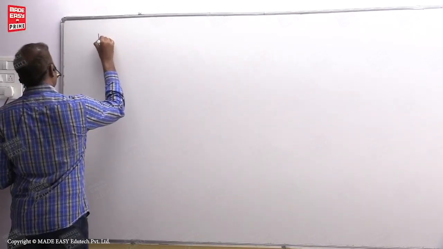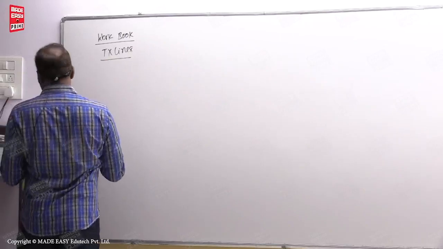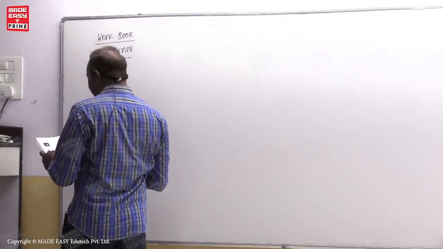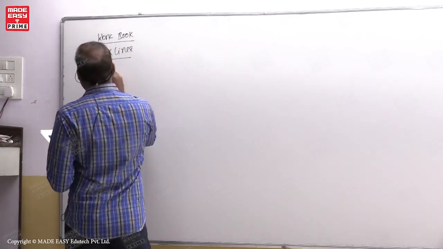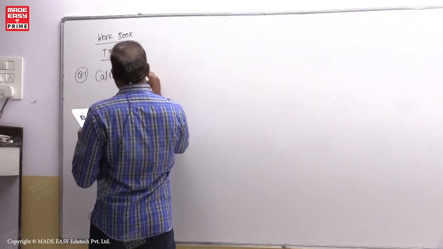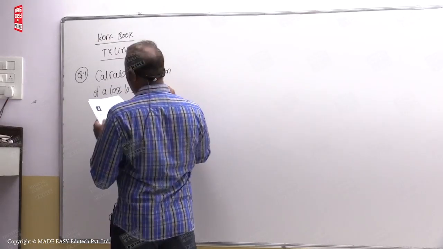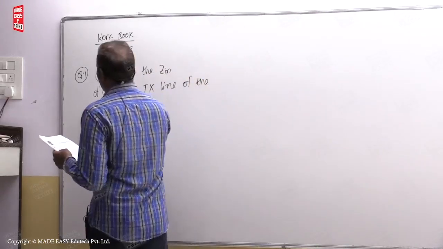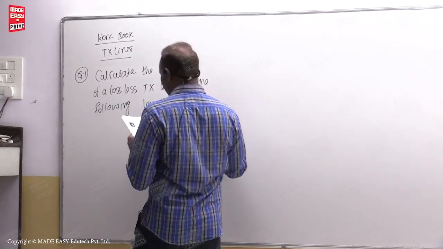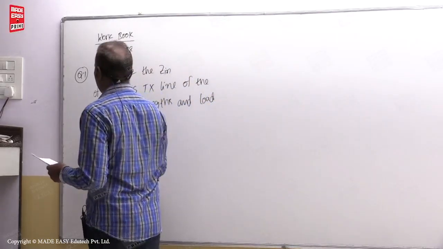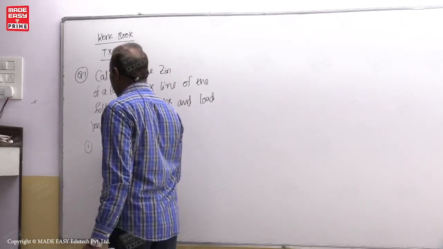In the workbook, transmission lines, first question: calculate the input impedance of a lossless transmission line of the following lengths, where the load impedance is ZL. So the first one, the length is lambda by 8.